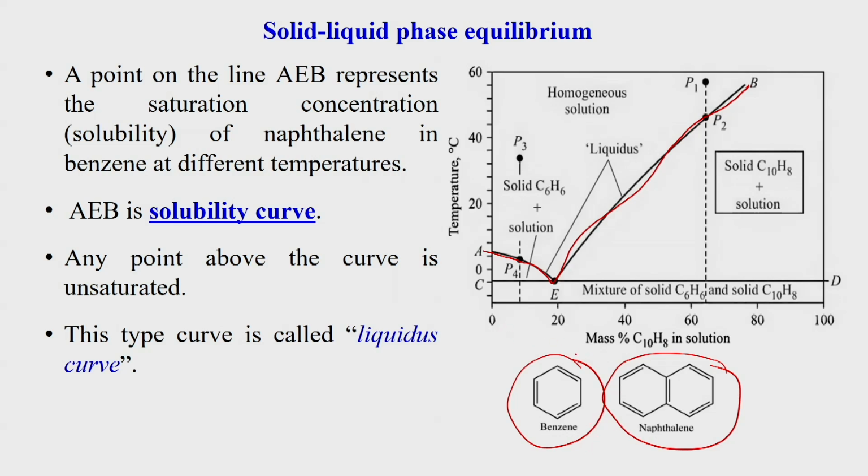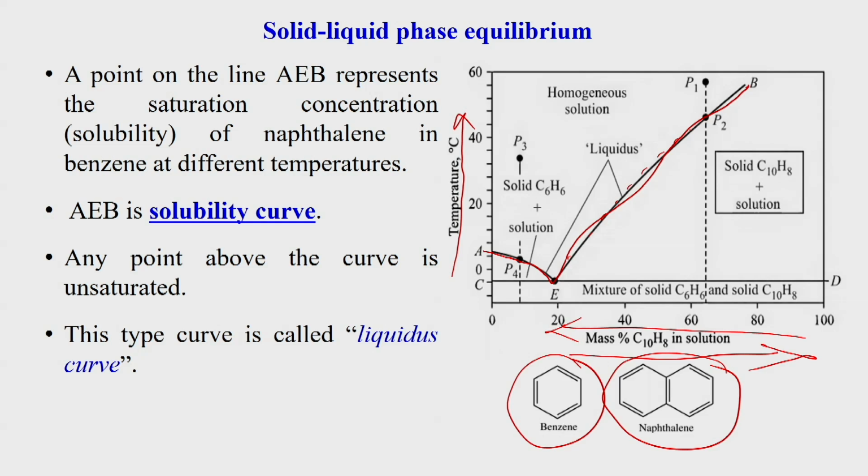On the x axis, the naphthalene concentration is increasing toward the right-hand side, or the benzene concentration is increasing toward the left-hand side, and temperature is increasing on the y axis. So any point on this curve, on A, E and B, is a solubility point, or saturation point, or saturation concentration of naphthalene in benzene at different temperatures, or vice versa. That is why we say this is the solubility curve.